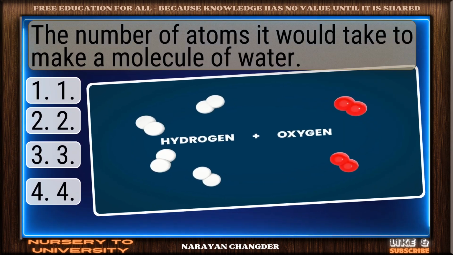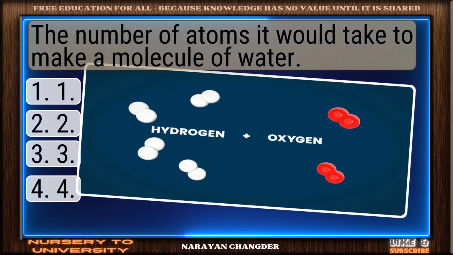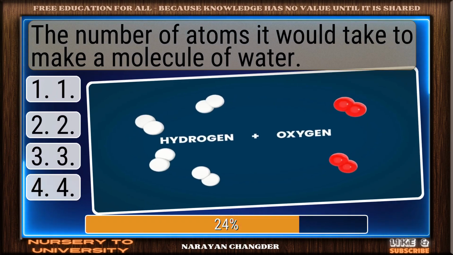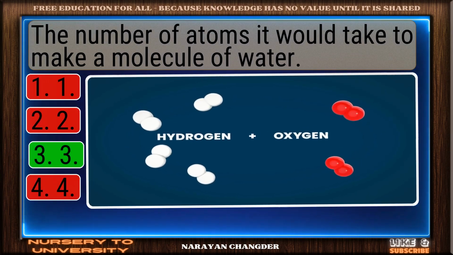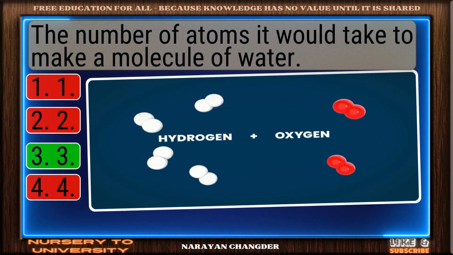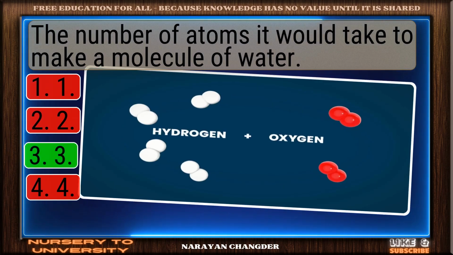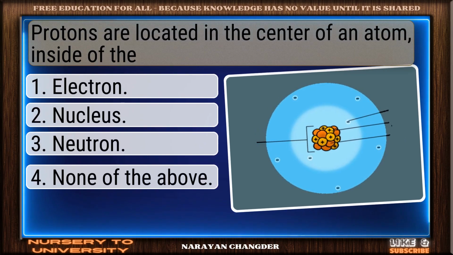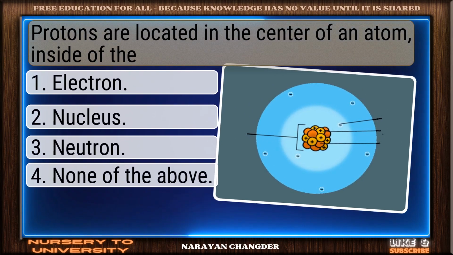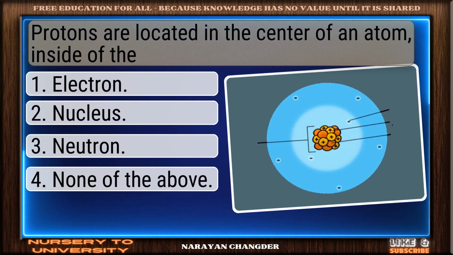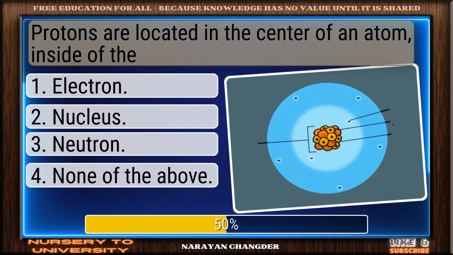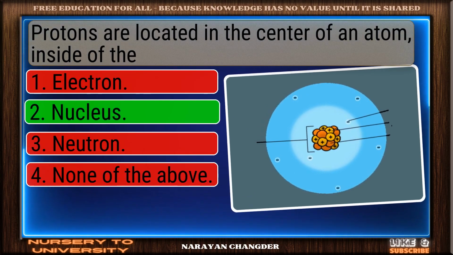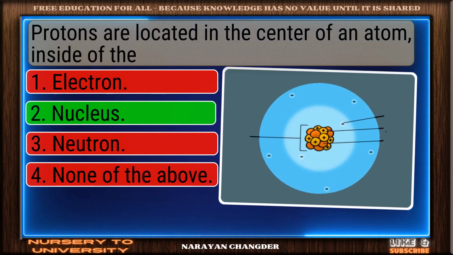Question number 19. The number of atoms it would take to make a molecule of water. Nice selection. 3 is the correct and valid answer. Question number 20. Protons are located in the center of an atom, inside of the. Great job. Nucleus is the accurate answer.